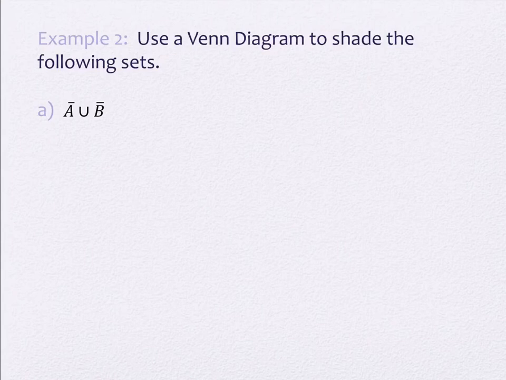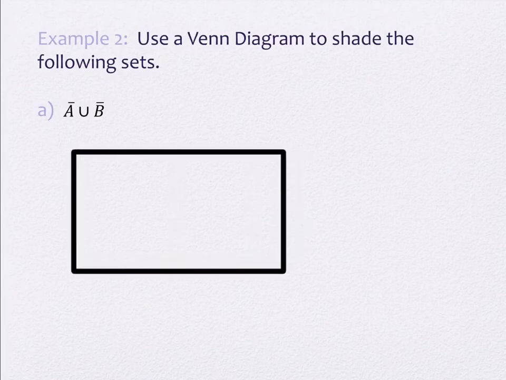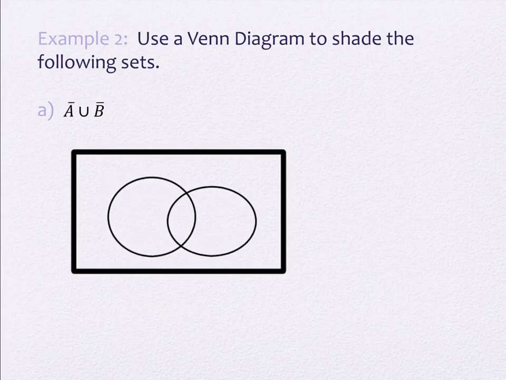The first thing I'd like for you to do is draw a Venn diagram. And because part A here says A and B, we're going to draw 2 overlapping circles, A and B, in our Venn diagram, okay? So 2 overlapping circles, label them A and B. And U is the universal set over here on the outside.